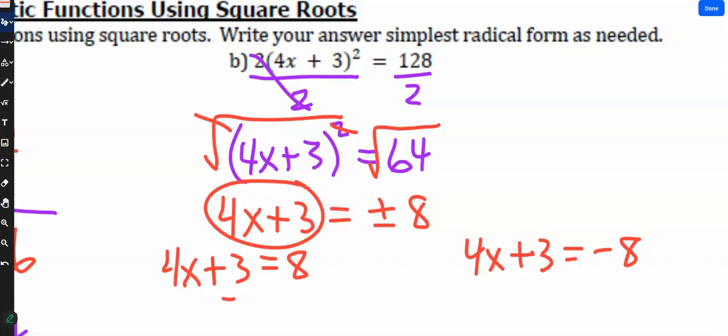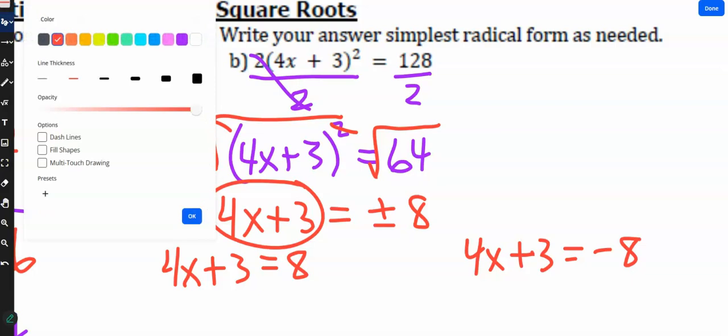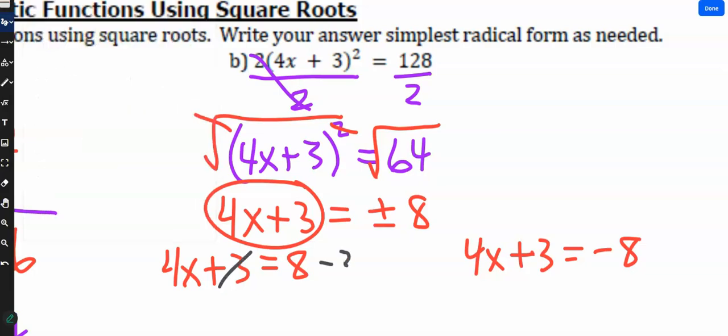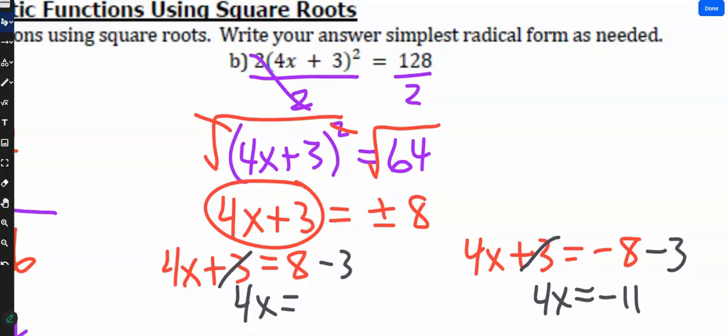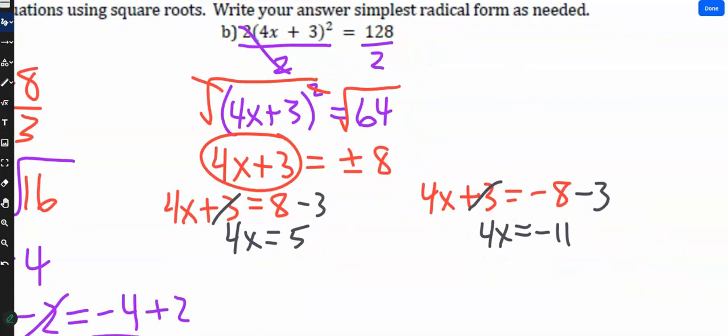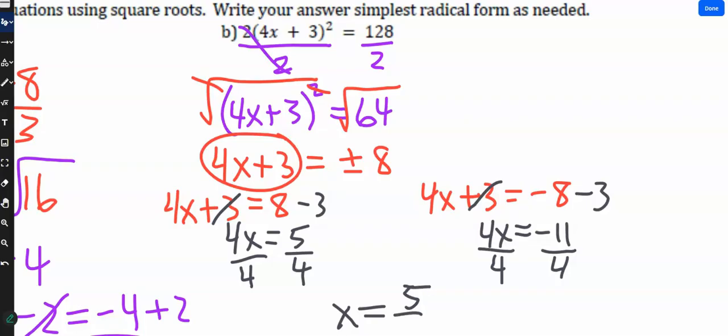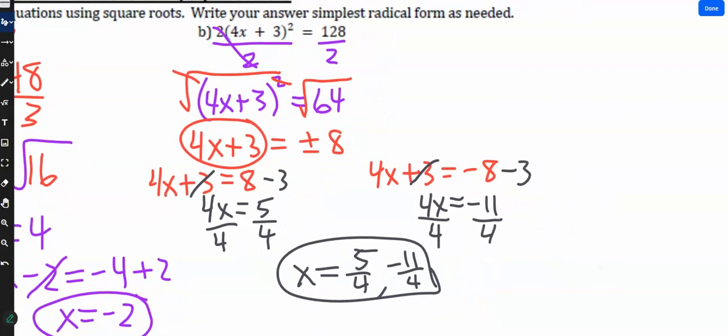And then, of course, we're going to take away the 3. Take away the 3. 4x equals 5, and 4x equals negative 11. And then we can divide by 4 on both of these. And we find out that our two solutions are 5 over 4 and negative 11 over 4. Not going to say they are nice numbers, but that's what they are.